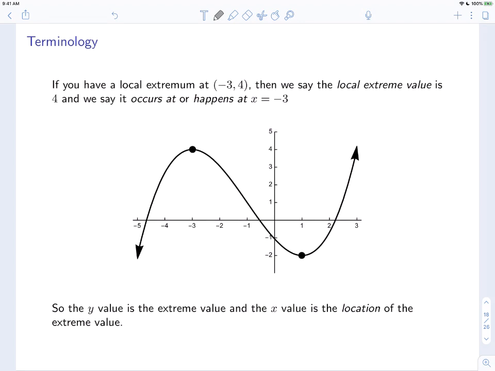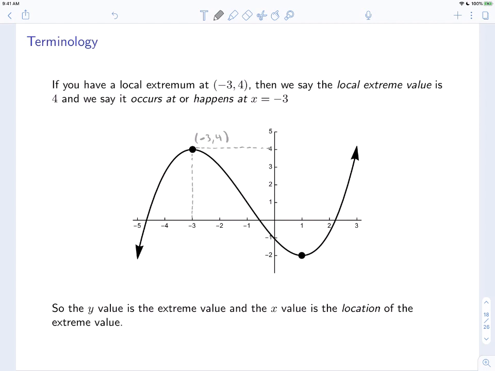Let's talk a little bit about the terminology. If you have a local extremum, for example, at (-3, 4), like you do in this graph, we say that the local extreme value is 4. So the output value of our function is 4. That's our local extreme value. It occurs at the x value, so it occurs at x equals -3. So the local maximum value here is 4, and it happens at x equals -3.